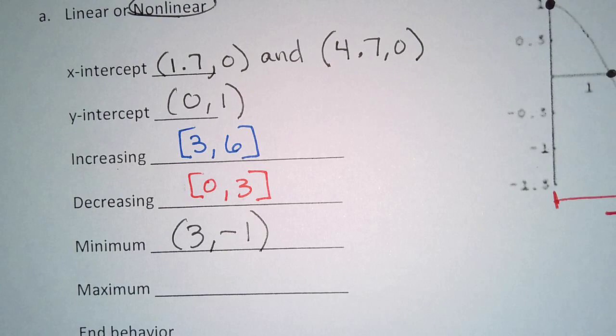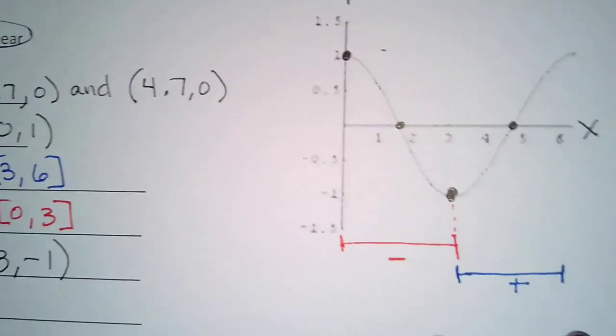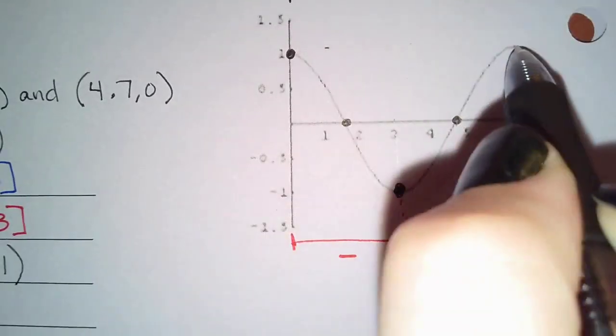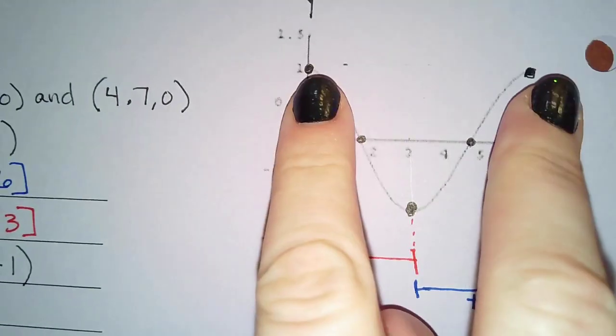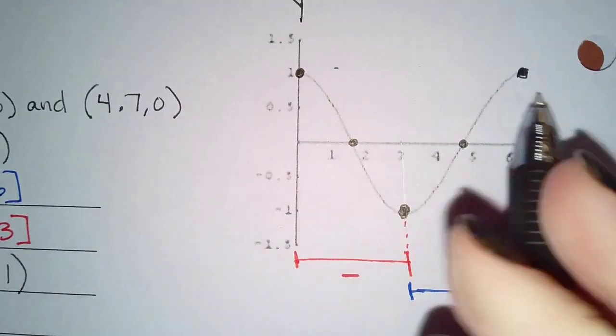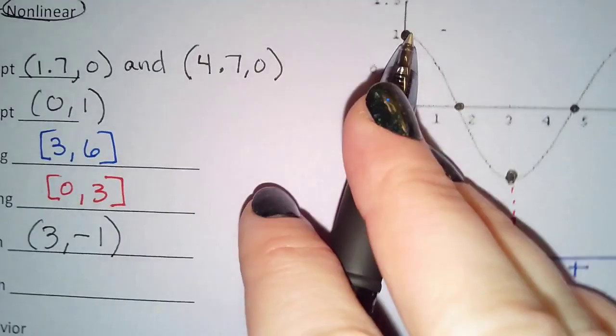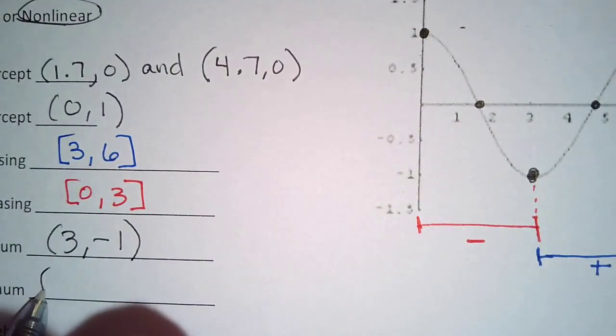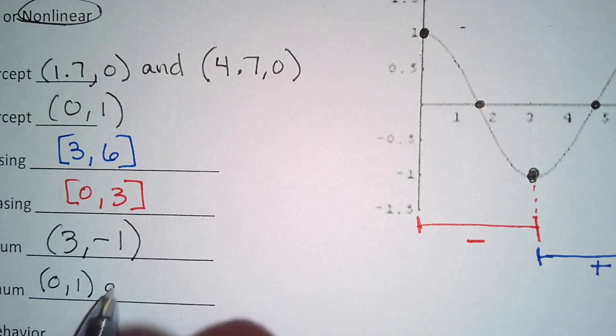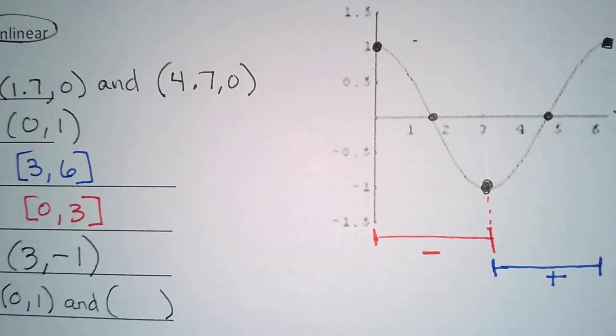Maximum, how many highest points do you see? 2, because they're at the exact same height, right? Those are the 2 highest points. They're the same height. So we'll list both ordered pairs. The first one just happens to be our y-intercept. So that is 0, 1. And our other one, 6, 1.